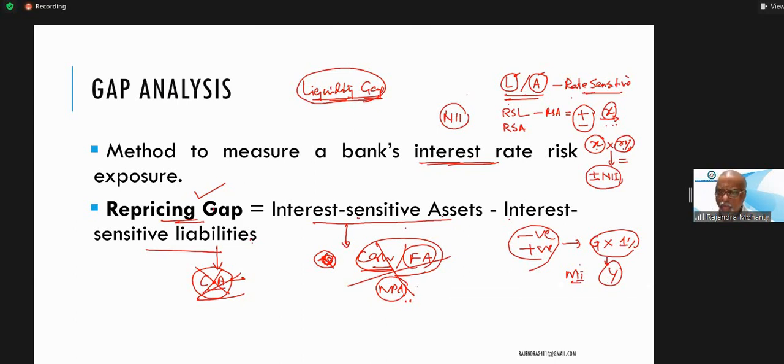Now you have to see how it has impacted. You can say whether this Y is plus Y or minus Y. If it is plus, NII will increase, or if it is minus, NII is going to decrease. So this is what the analysis done through gap analysis is. Questions will come, so you have to answer those questions. If you understood, then it's fine. Is it okay? Okay, sir. Yes, sir.